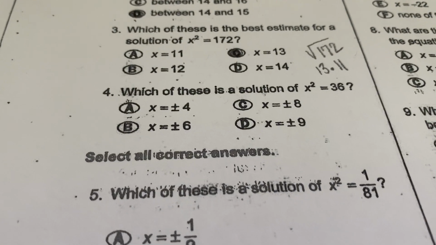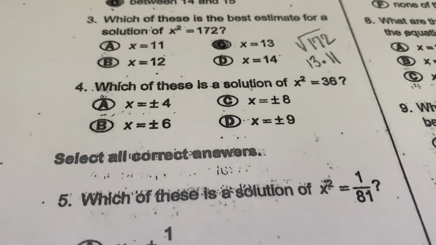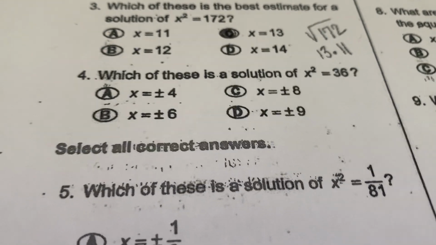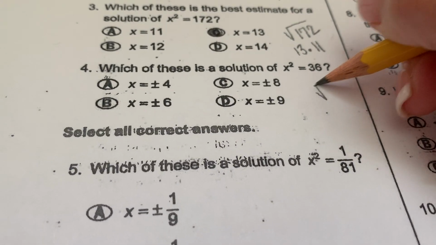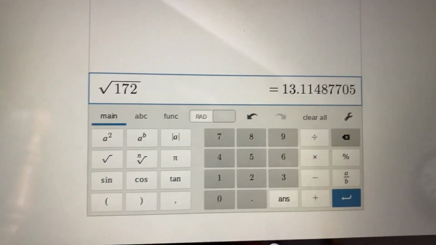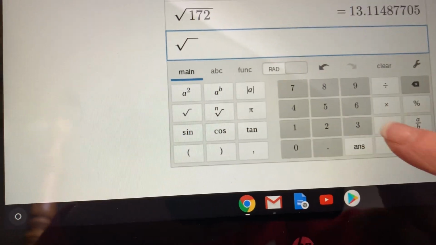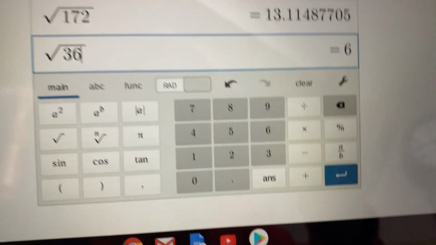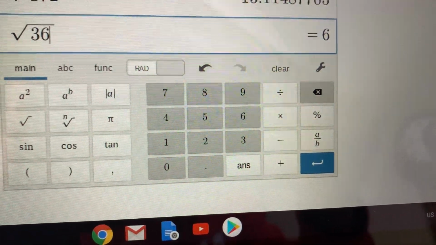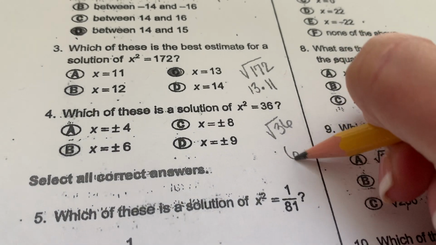Number 4, which of these is a solution to x squared equals 36? Again, we're just going to do the square root of 36. If we come over to our calculator and type in the square root of 36, this time I get 6. So that's just 6. I'll write that down on my paper.